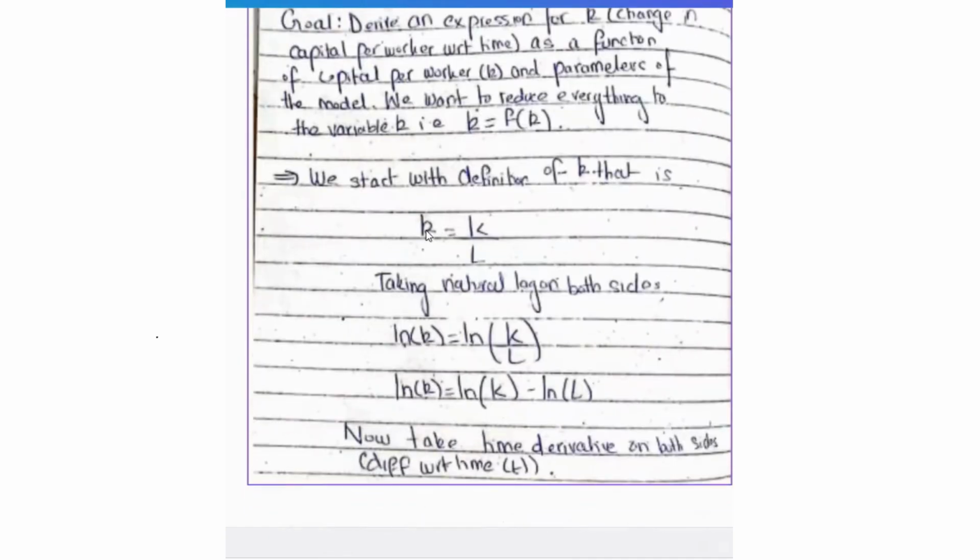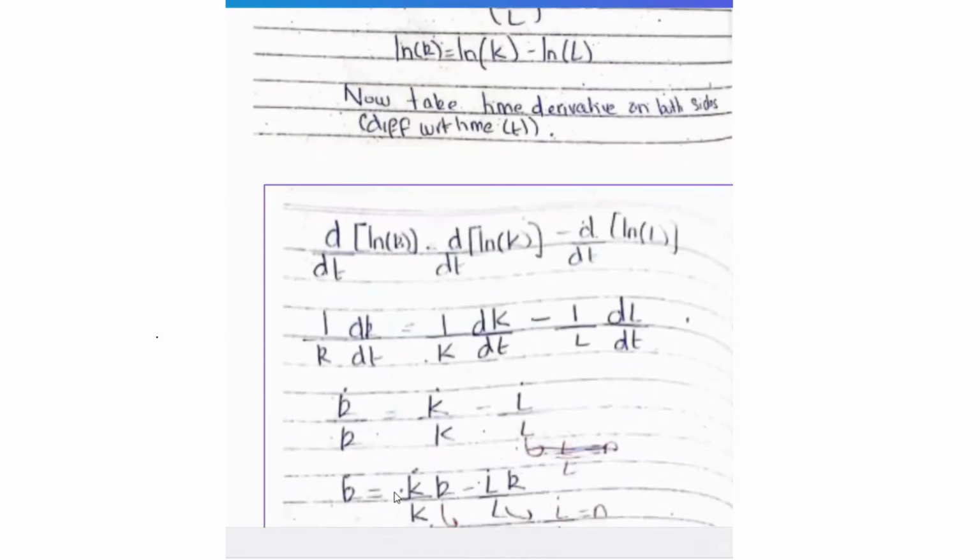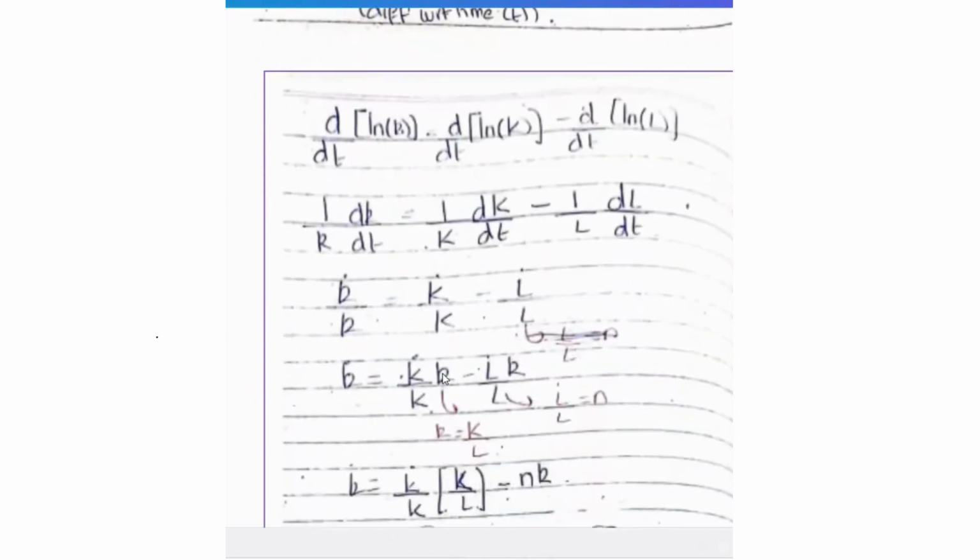So we started off with small k equal to capital K by L. From here, we took natural log and time derivative to get it in growth rate form, which gives us k dot by k. Now we just multiply both sides with small k. Now this small k over here, we write it as capital K by L, and this L dot by L is just equal to n.